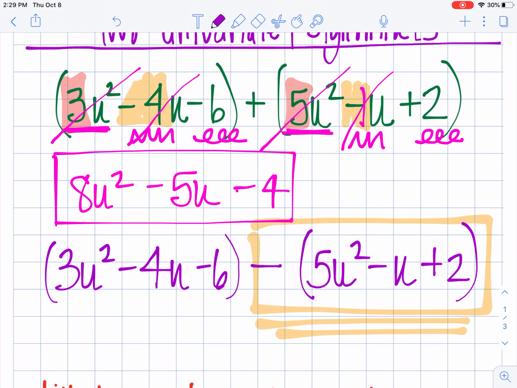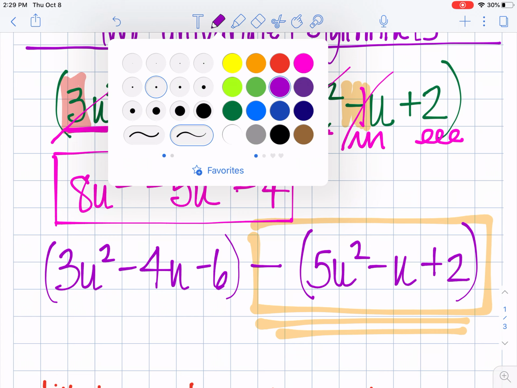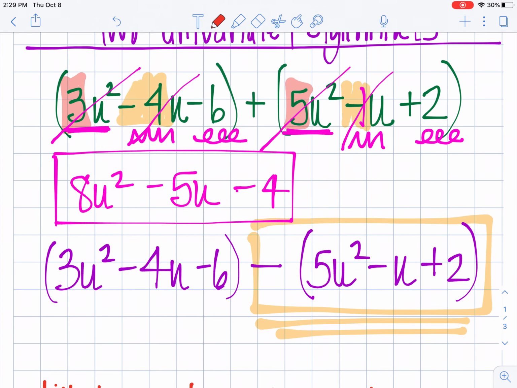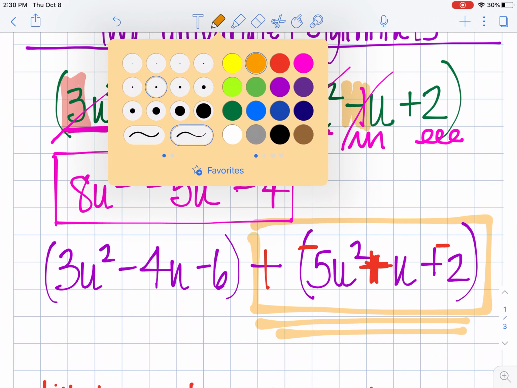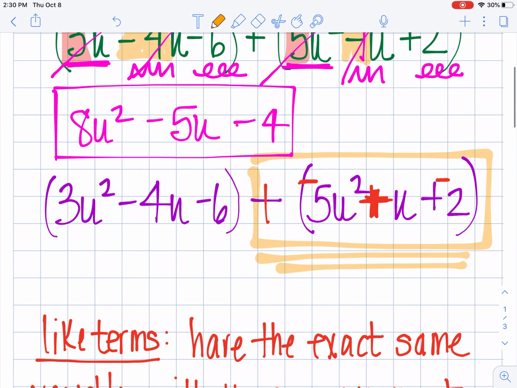When I'm subtracting the whole group, it's really nice to get into the habit of changing it to add the opposite. So I'm really going to change this to addition, and I'm going to add the opposite of every term that's inside. So this one changes to a plus, this changes to a negative 5u, and this changes to a negative 2. Now I'm going to do the same process that I just did. I'm going to combine together my like terms. So here I have u squareds, here I have u's, and here I have my constants.